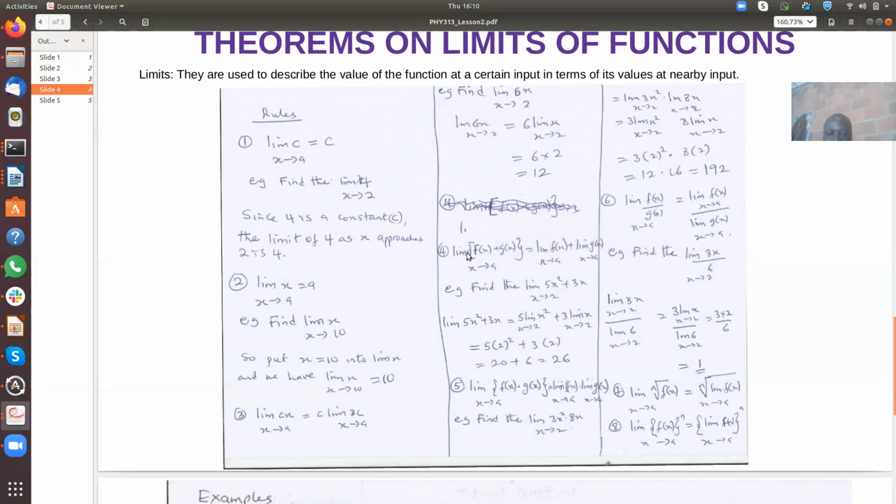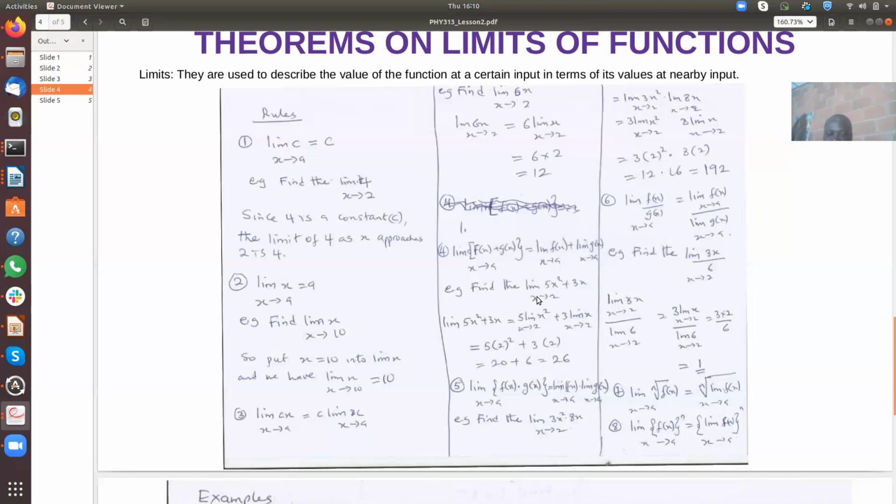We said that the limit of f of x plus g of x, we can write this in the form of a split function. So you have the limit of f of x as x tends to a, plus the limit of g of x as x tends to a. You perform your limit function on each of these separately, then you add them together. So we say find the limit of 5x squared plus 3x as x tends to 2.